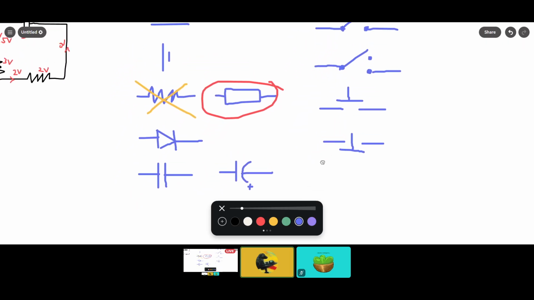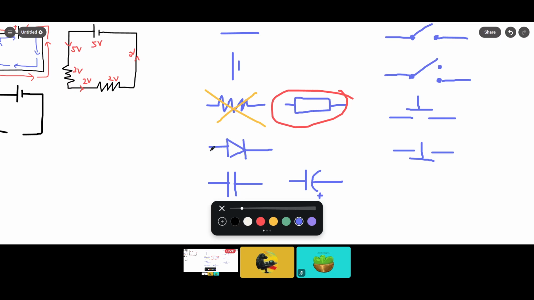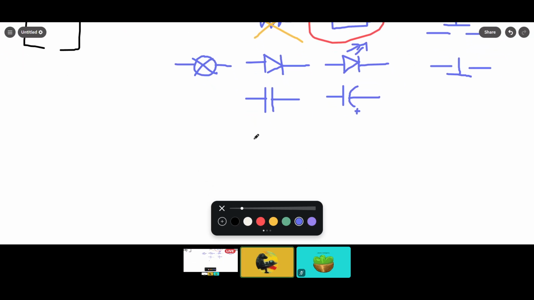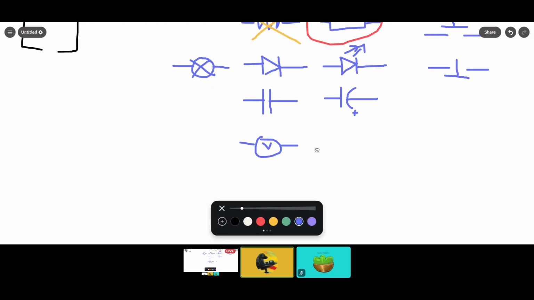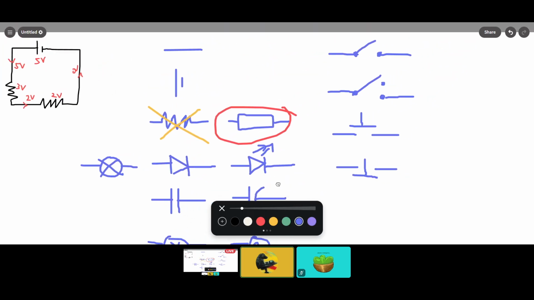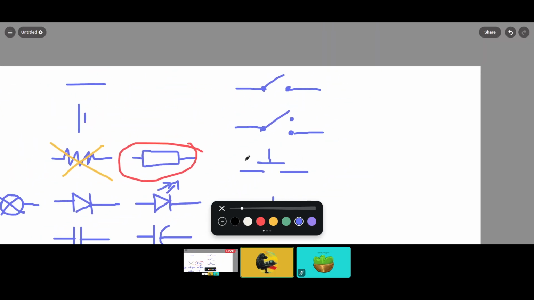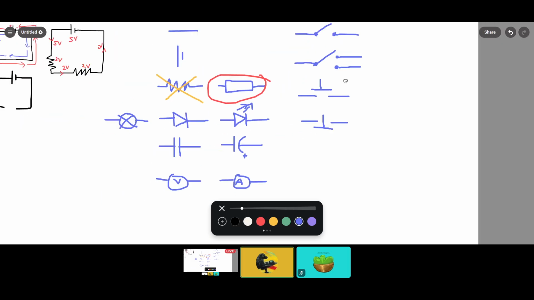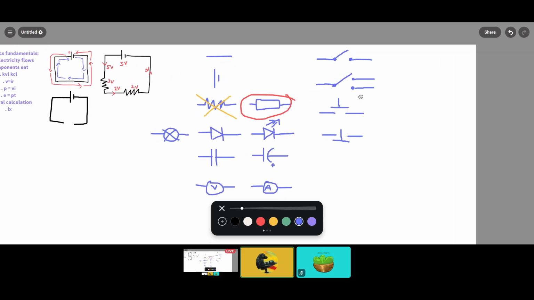Other than the diode, we also have the LED. It's just like a light. It lights up. And we also have the bulb, and it looks like this. Next we have the voltmeter, which is like this, and the ammeter, like that. Oh yeah, sorry, the single pole dual throw is like this. I think that's the basics.